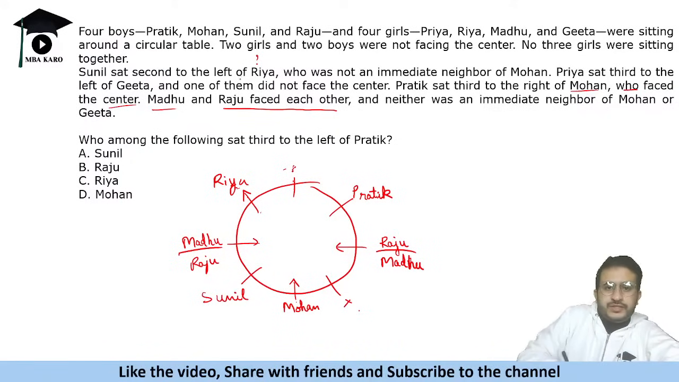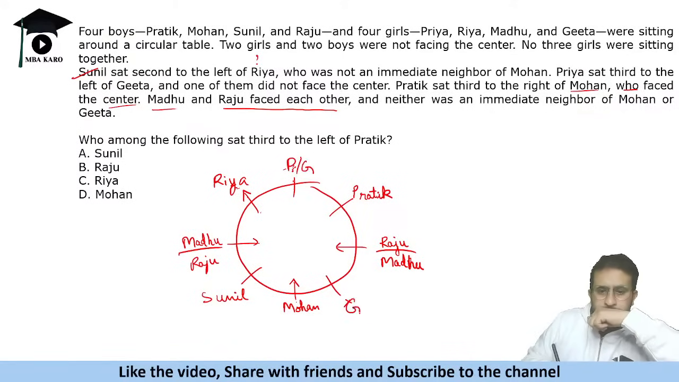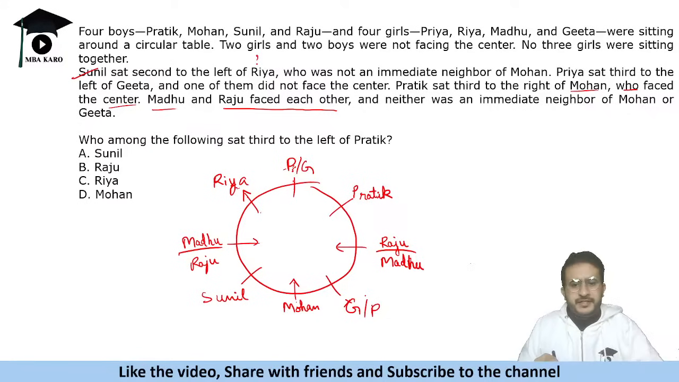Okay, so this is also done. Sunil is second to the left of Ria. Ria is not an immediate neighbor, right? So Sunil can be a neighbor. And Priya sat third to the left of Geeta, and one of them did not face the center. So this is Priya and Geeta. Okay, so Priya and Geeta, one of them did not face the center.